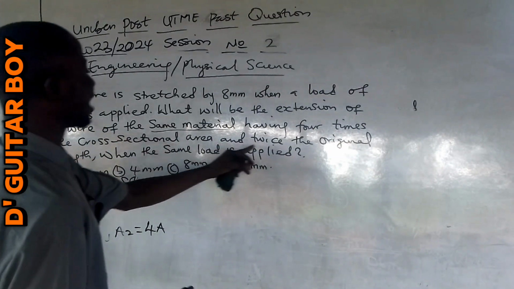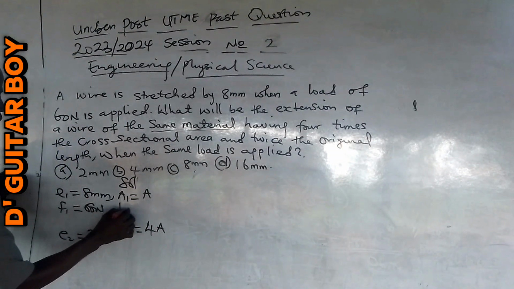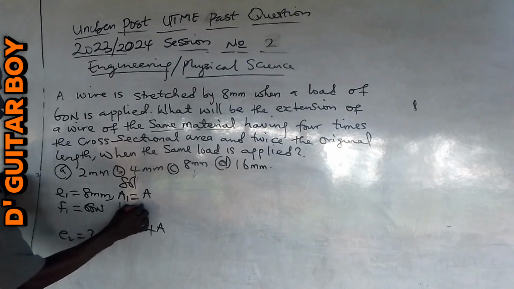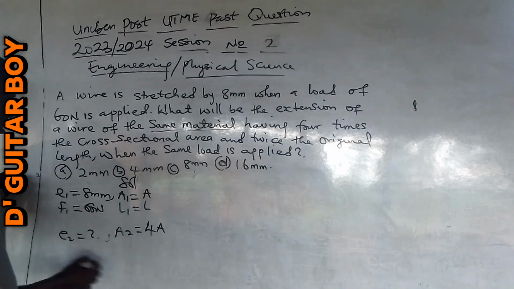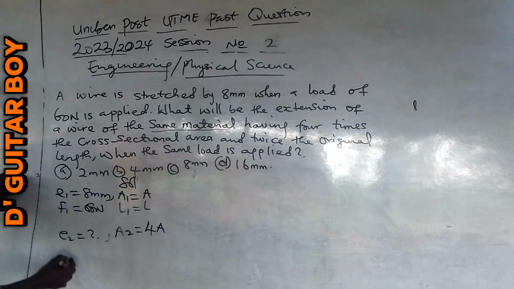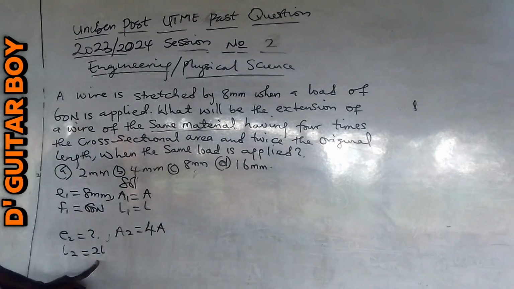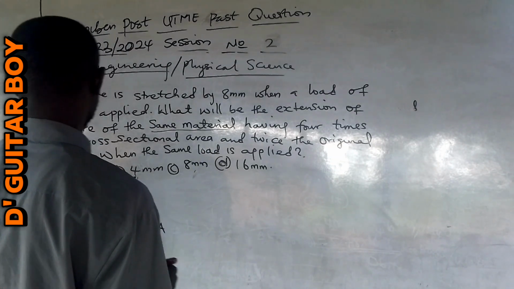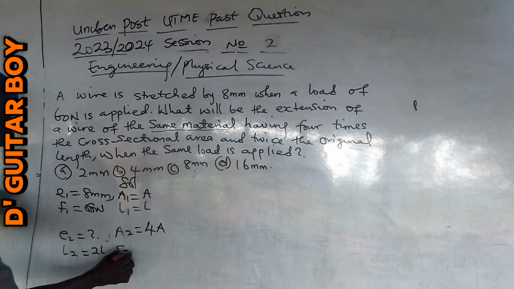The cross-sectional area, and twice the original length. Let's say the original length, L1, is equal to L. Then they said twice the original length, so L2 will now be what? L2 is equal to 2 times L. If L1 is L, L2 will be 2 times L. When the same load is applied, which means F2 is equal to 60 Newton.